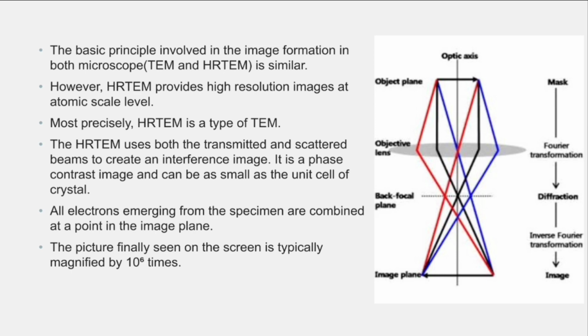HR-TEM is a type of TEM but uses both the transmitted and scattered beams to create an interference image. It is a phase contrast image and can be as small as the unit cell of the crystal. All electrons emerging from the specimen are combined at a point in the image plane. The picture is then finally seen on the screen, which is magnified by approximately 10^6 times.